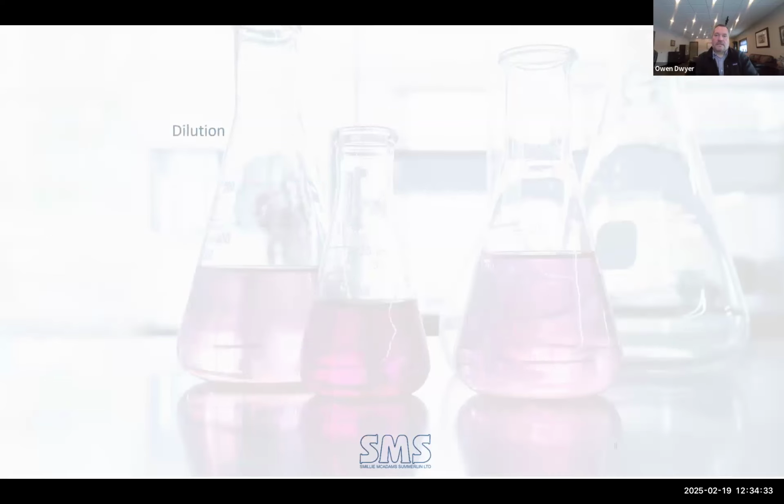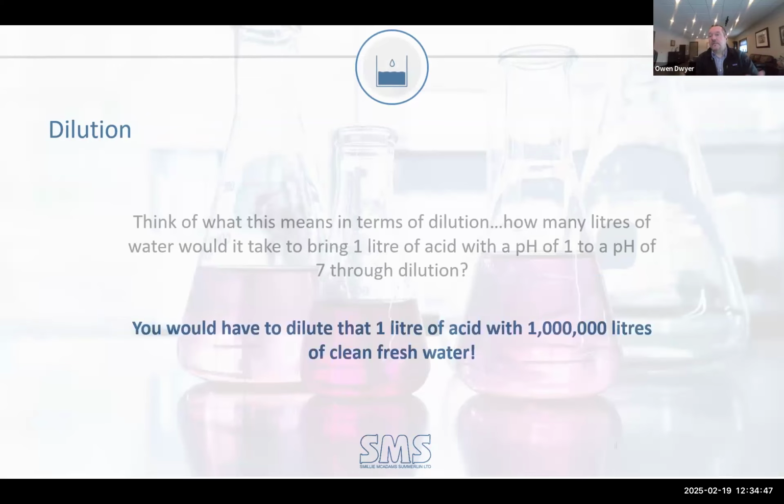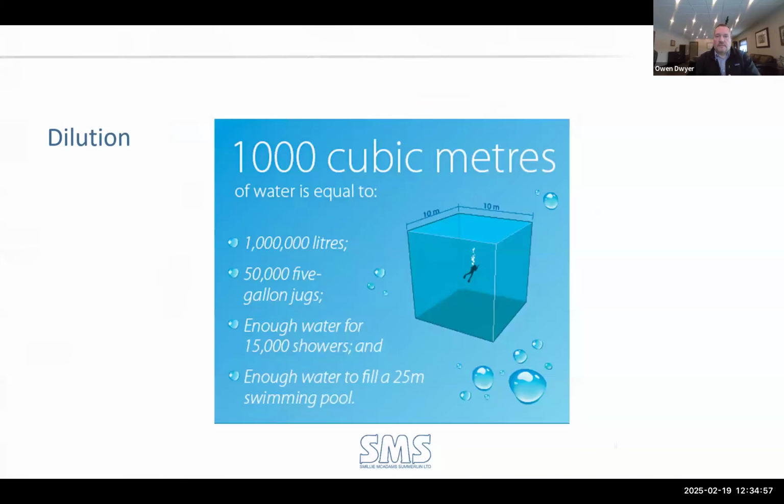So if you follow that scale back, what does that mean if you were considering using the methodology of dilution to change a 1 liter pH 1 using dilution to pH 7, for example? You would need 1 million liters of water, 1 million liters less 1, to make that a pH neutral solution. So it's just a waste. It's not the way of thinking of neutralization. It's a waste of water.